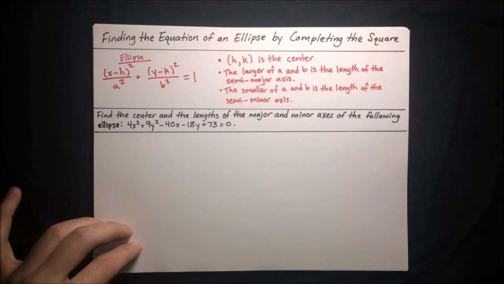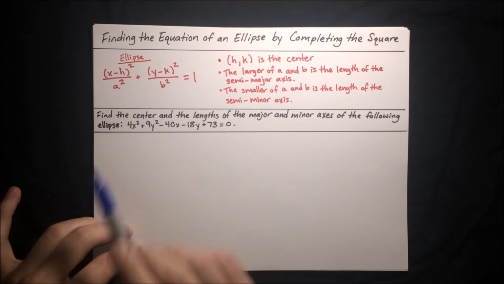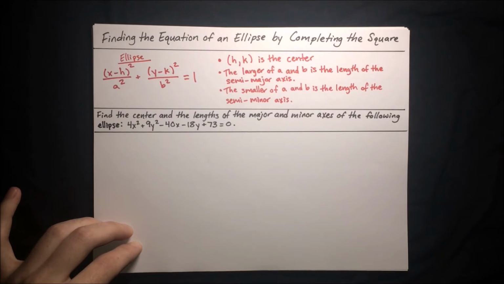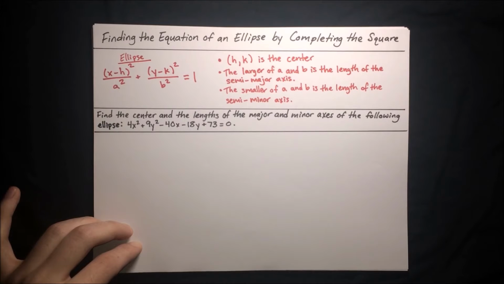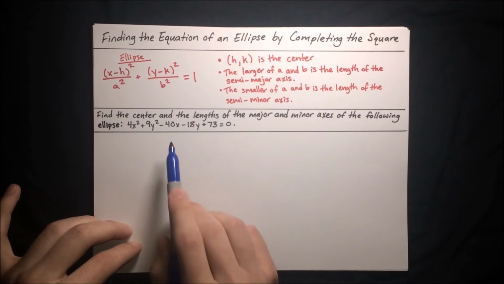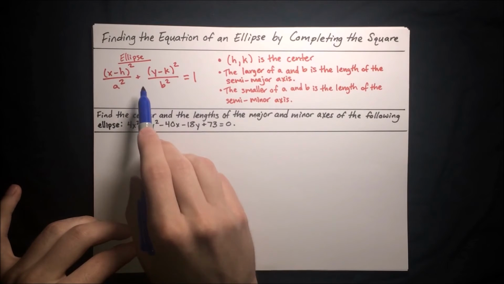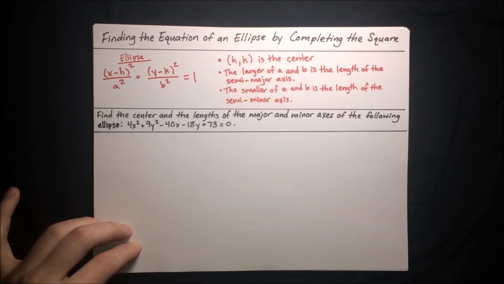So this equation is actually an equation of an ellipse, even though it's not in the form that we see up here. And in order to pick out the center and the lengths of the major and minor axes of this ellipse, we actually need to convert this equation into this ellipse form where it's easy to see the center and the lengths of the semi-major and semi-minor axes. So how do we do this? How do we get from this equation to an equation that looks like this? Well, I'm going to show you how.